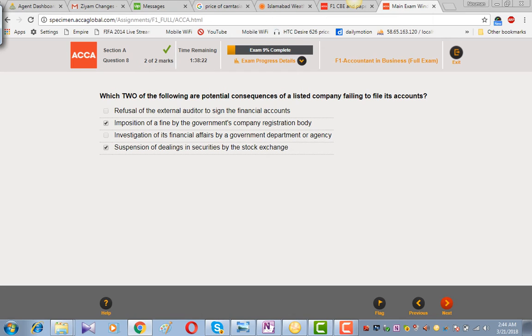So in MCQs you will have to read options very carefully, because you need to select all the right options, otherwise you will not get any mark in it. So that is a question in which more than one option is correct. Now I'm going to give you an example where only one option is correct.